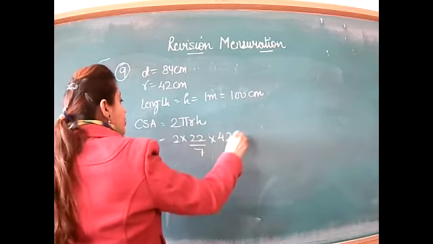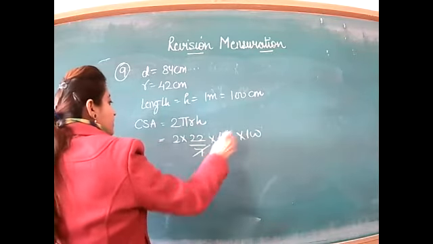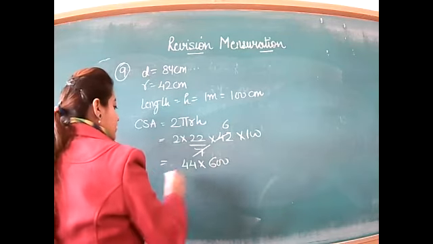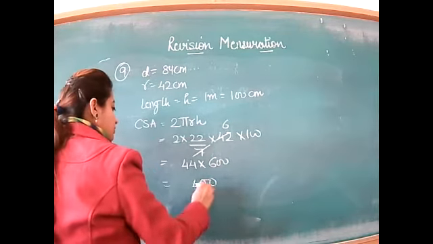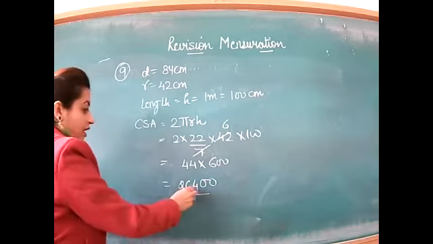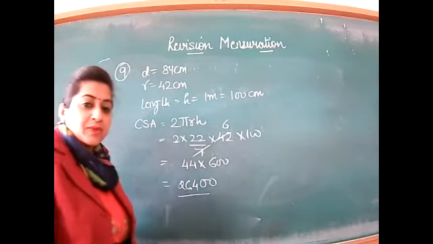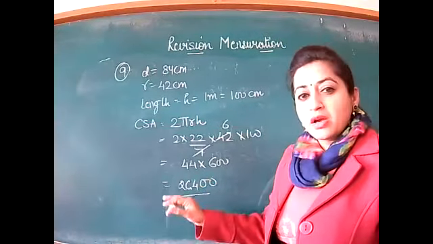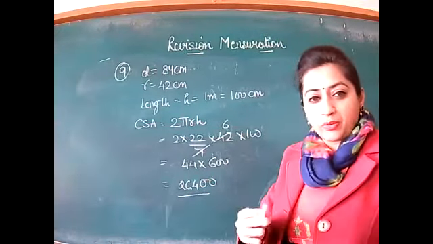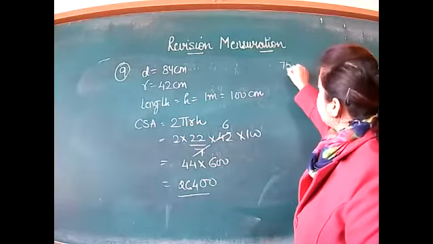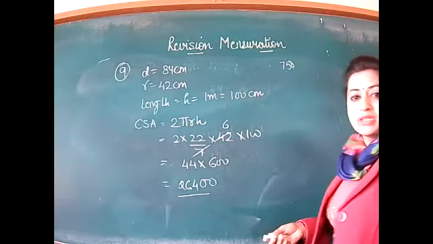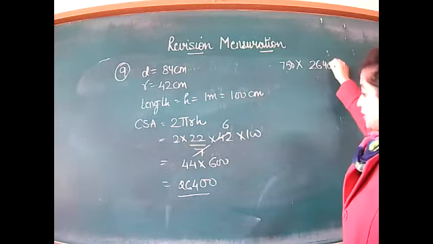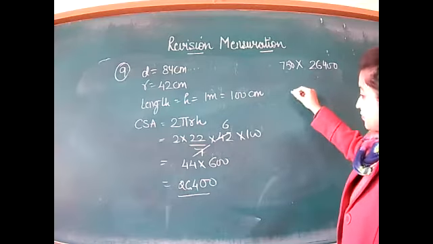Radius is 42, height is 100. We cancel out 6, 44 into 600. ये आ गया आपका curved surface area. Now ये curved surface area है. This is the area covered by the road roller in one round, and the road roller has taken 750 rounds. So how much distance will have covered? So you will multiply it with this. Ma'am, 2640 400, ma'am, into हो जाएगा.